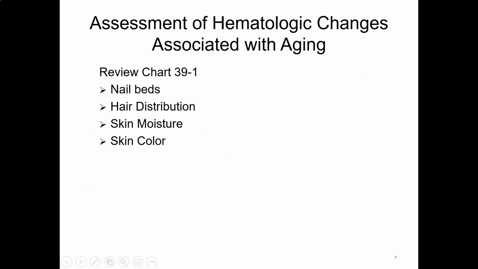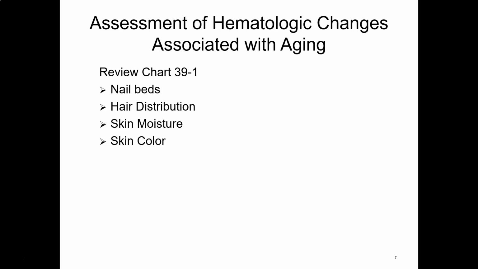Now moving on to our assessment findings associated with aging. Please review chart 39-1 if you have the written book. That's on page 800. You're going to see that their nail beds, remember for capillary refill, are thickened or maybe discolored. Other things is hair distribution. Progressive loss of body hair is a normal facet of aging.